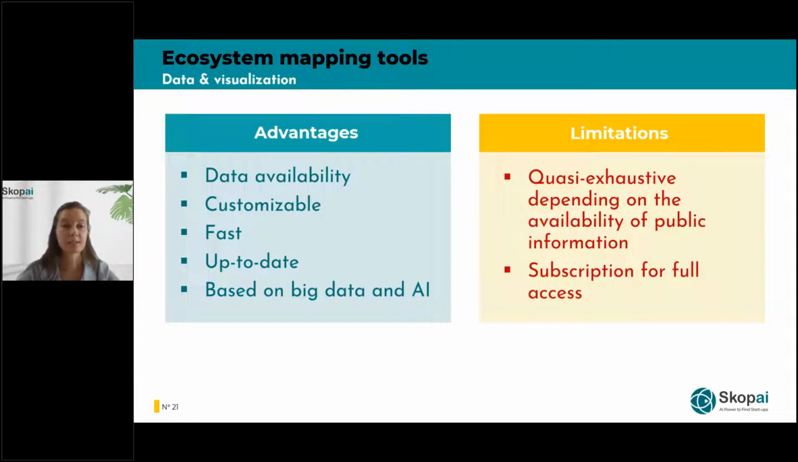The information about startups that you can get is fast and also up to date. And as I said, they are oftentimes based on big data and AI.